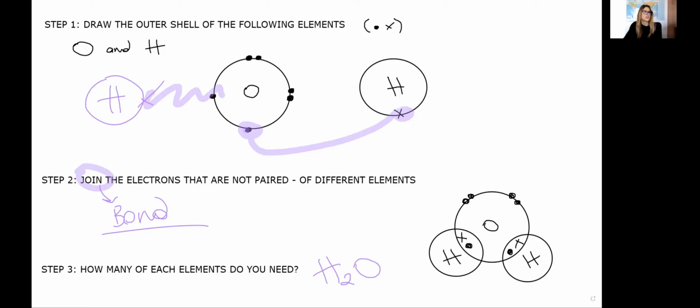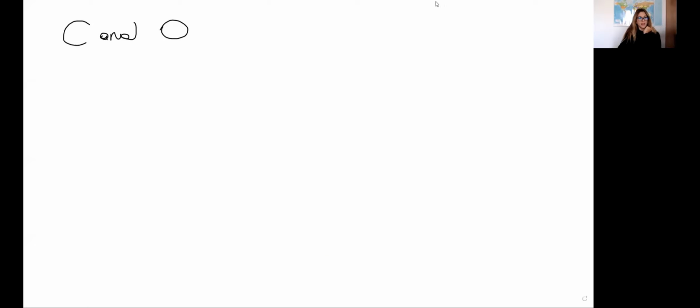And now it's your turn. Okay, try carbon and oxygen. Remember the steps. First, the outer shell electrons, then joining them together, and then putting all of these together when you have clear how many electrons they're sharing. Go ahead.